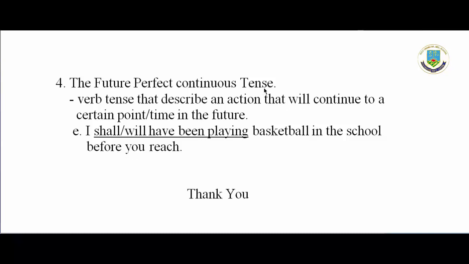Now the future perfect continuous is indicated by "will have been playing" or "shall have been playing." The whole sentence, I shall or will have been playing basketball in the school before you reach, is in the future perfect continuous. Continuity is shown by the suffix "-ing" added to the base form of the verb play. Future is indicated by the auxiliary will. Perfect is indicated by "have been." The entire "shall or will have been playing" is the verb here, and it indicates the sentence is in the future perfect continuous tense.